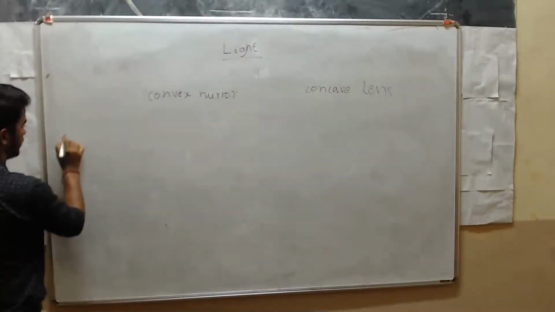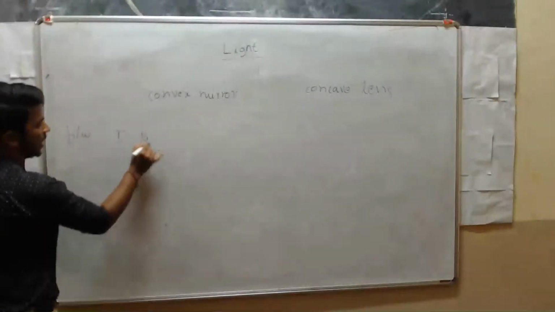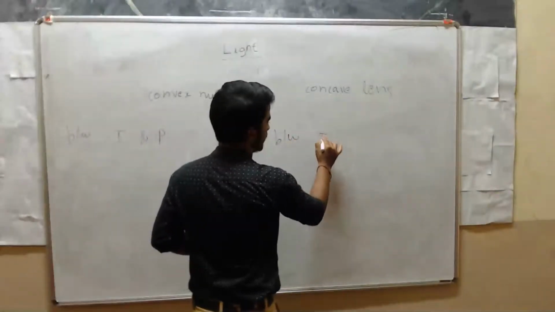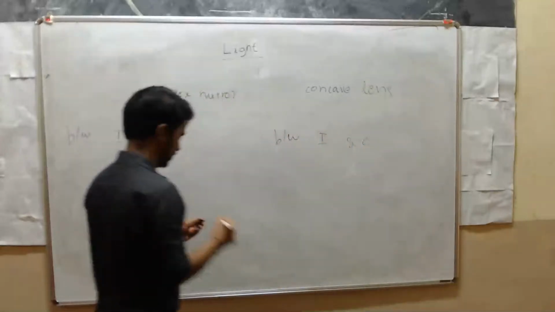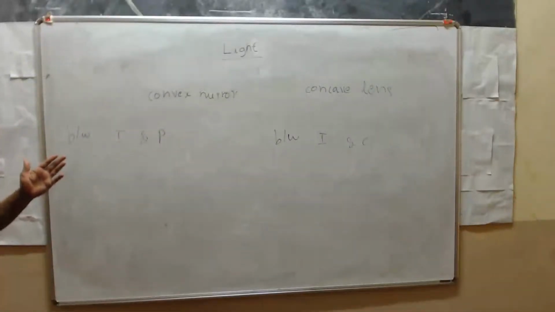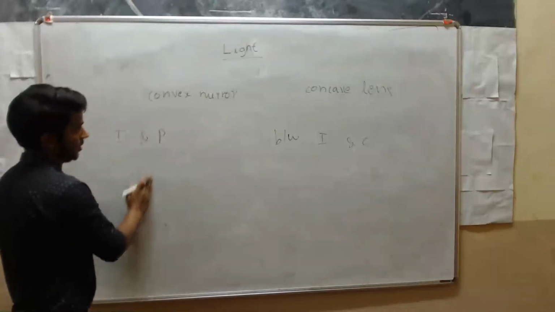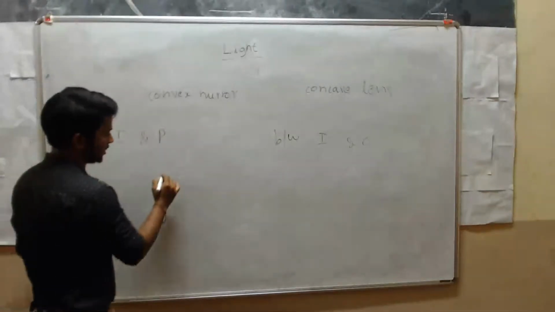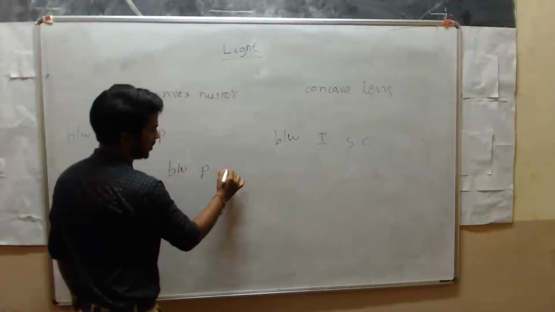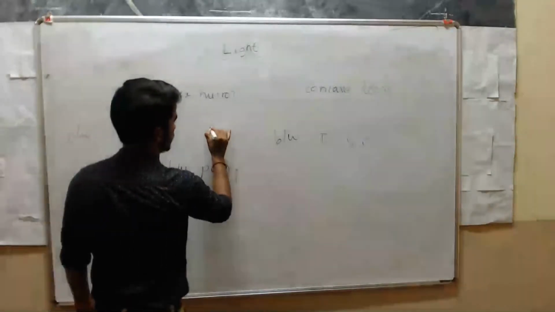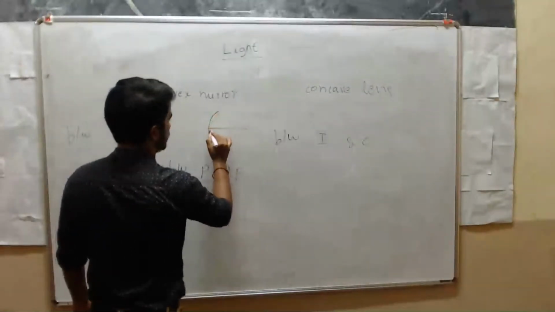Okay. In the second case, we kept the object between infinity and the pole of the mirror. Here also we kept the object between infinity and optic center. Okay. Next, what is the position of the image? The position of the image in a convex mirror is between the pole of the mirror and principal focus, which means behind the mirror. Okay.